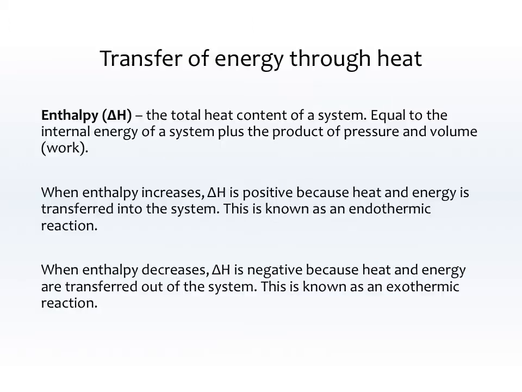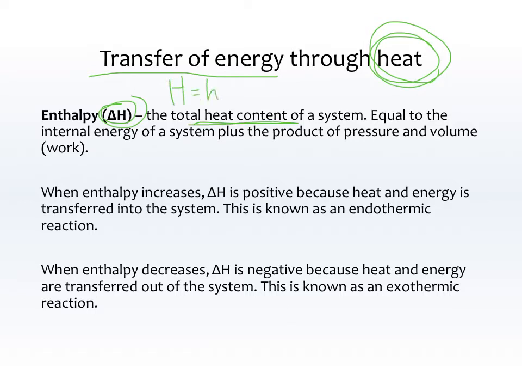Let's get started. So first of all, enthalpy pretty much refers to a transfer of energy through heat. Specifically, enthalpy, which we know as delta H, is the total heat content of a system. I like to think of H being heat. This is equal to internal energy of a system plus the product of pressure and volume. You might remember that we looked at these in video 1, the internal energy and the product of pressure and volume, which was pretty much the work. You're not going to have to use that as a formula to calculate enthalpy. We're going to find other formulas to calculate enthalpy, but that's just where it's coming from.